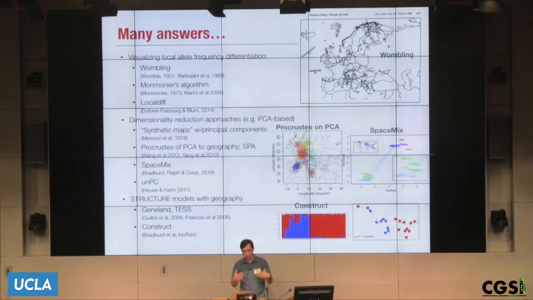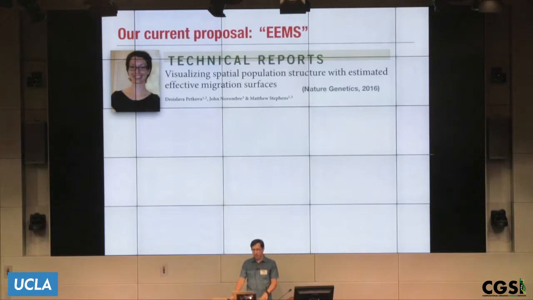And there's some new work in putting structure-like models into a geographic context that are very relevant to addressing these problems. So, a long-standing question with lots of approaches, and our current proposal is called EEMS. EEMS is for Estimated Effective Migration Surfaces, which you can see in the title there. This is work that we published a couple years ago with Desi Slava Petkova as the first author. She was a statistics PhD student who really drove this work over many years to produce this quite nice method.